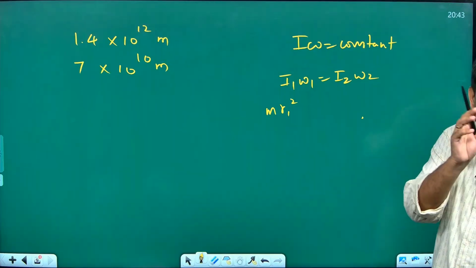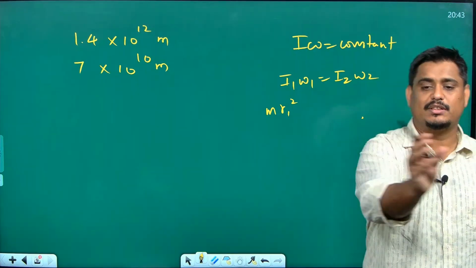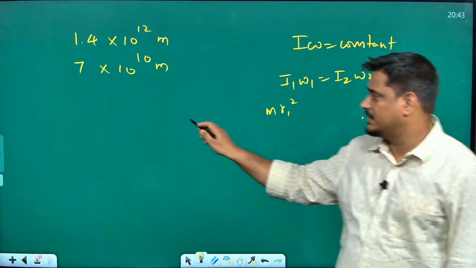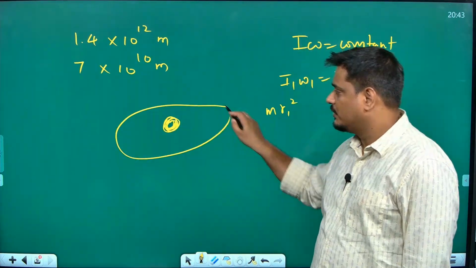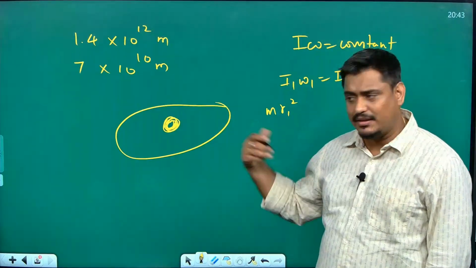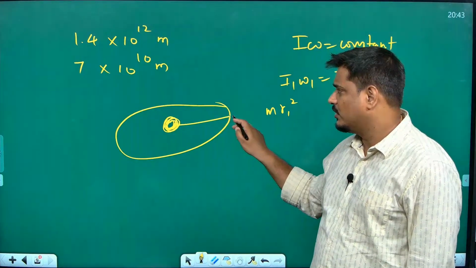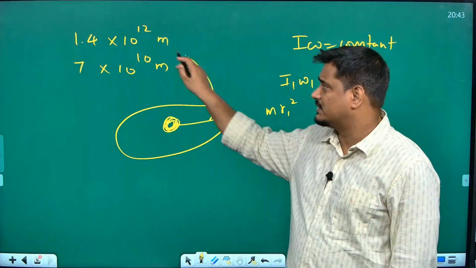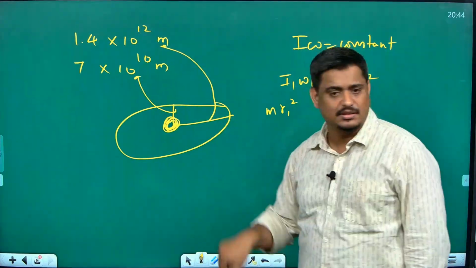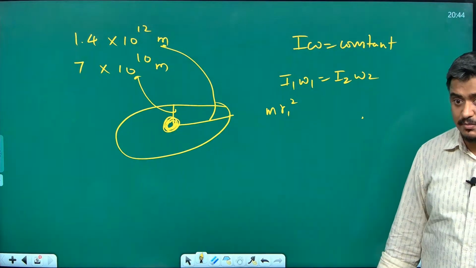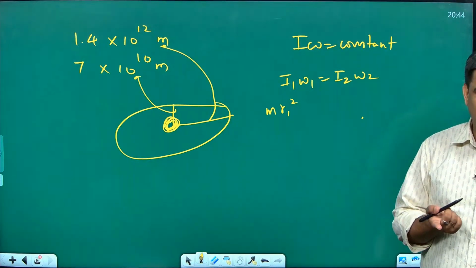In this case, where the comet is moving around the sun, it will have different positions. See, this is the sun and this is the comet moving. When it is at the farthest point, this is the value of distance. And when it is at the nearest point, this is the value of distance. So its moment of inertia is changing because r is changing. m r square is the moment of inertia formula.